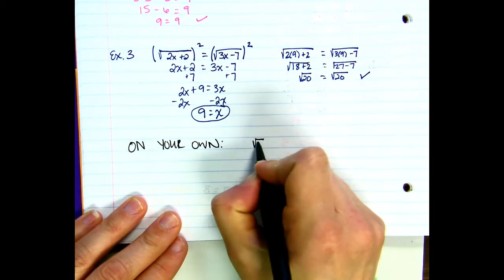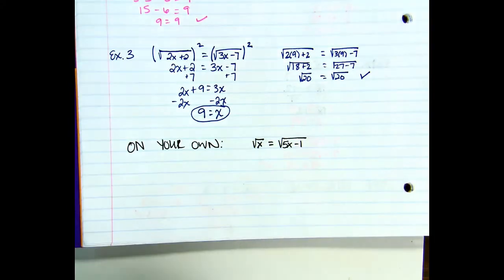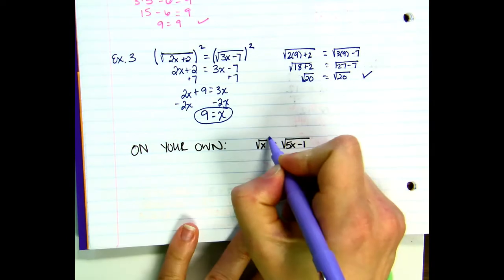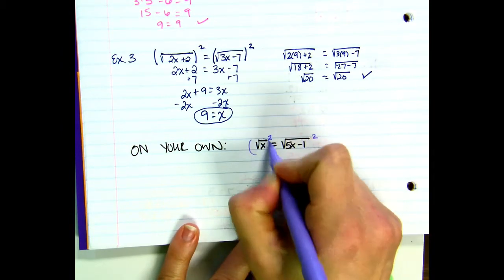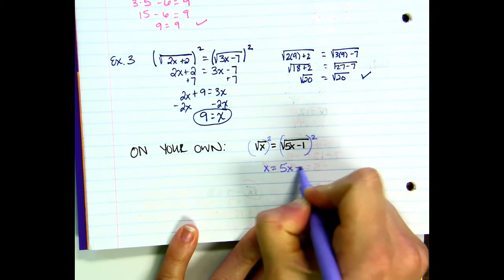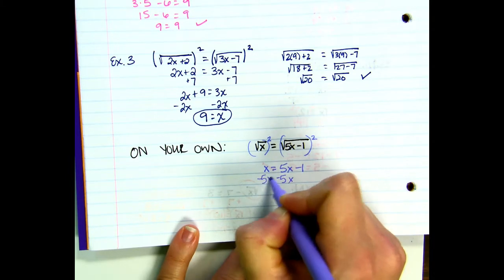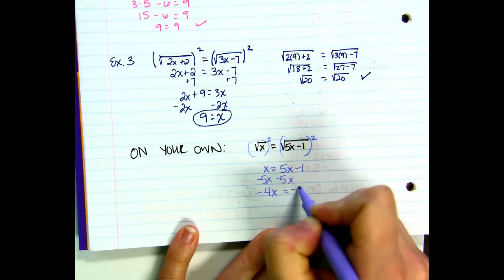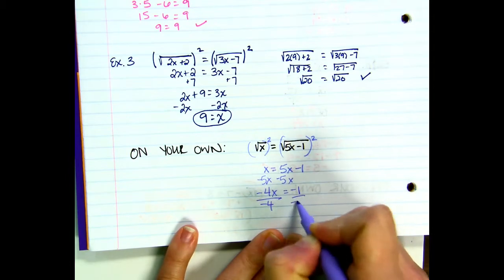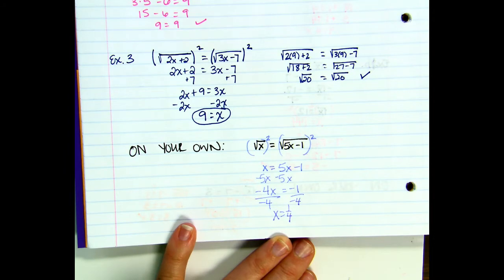How about you try the square root of x equals the square root of 5x minus 1. What I'm going to do here is again square each side. X equals 5x minus 1. Let's subtract 5x from each side. I'll get negative 4x equals negative 1. Divide each side by negative 4. X equals 1/4.